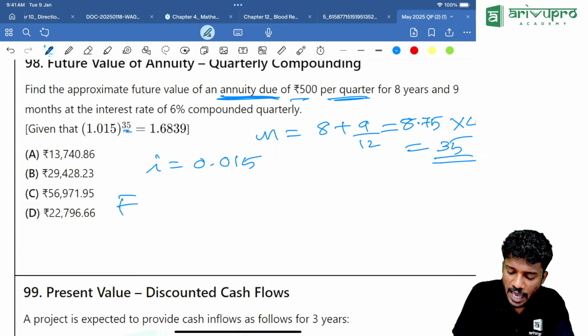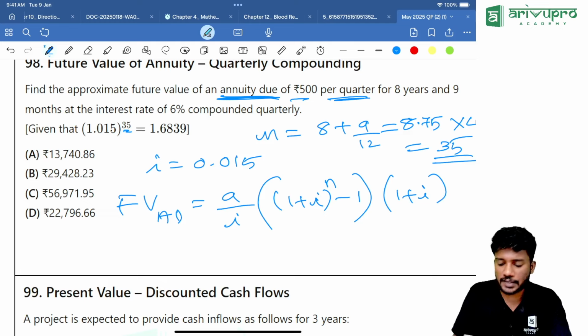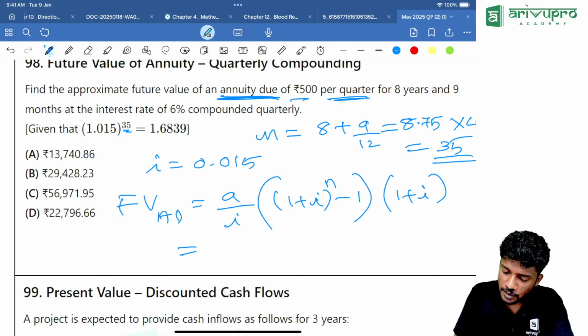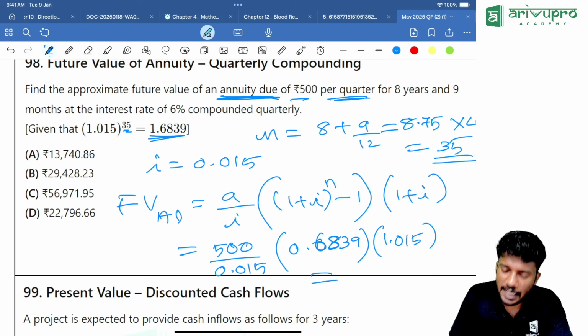Now what are they going to find? Future value of annuity due. What is the formula? A by I into 1 plus I the whole power n minus 1, the entire thing multiplied with 1 plus I. So A is how much now? 500 divided by 0.015 into 1. This value, can I write it as 0.6839, multiply it with 1.015. How much is the answer? 23.